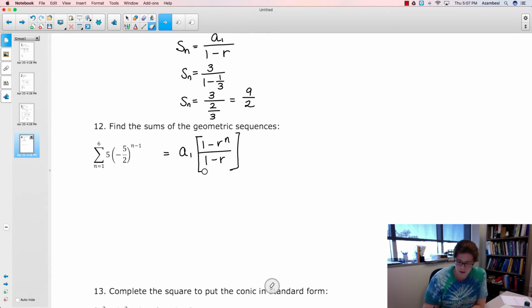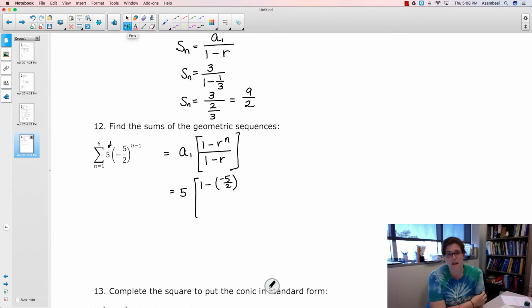So if I want to fill in this formula, I need the first term. A1 here is always equal to 5, so this is 5. And we have 1 minus R here is -5 halves. Notice that if this one was infinite, it wouldn't exist because 5 halves is greater than 1. So -5 halves to the n, so power of 6, and 1 minus -5 halves.